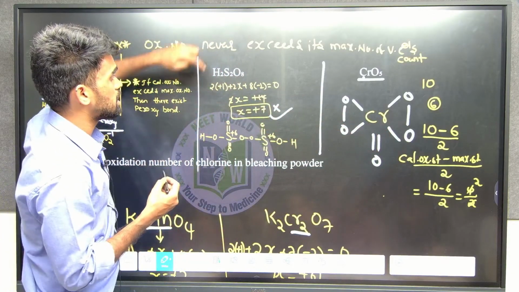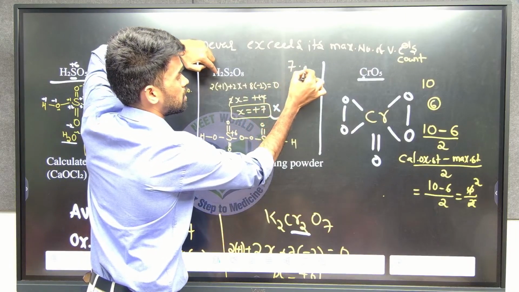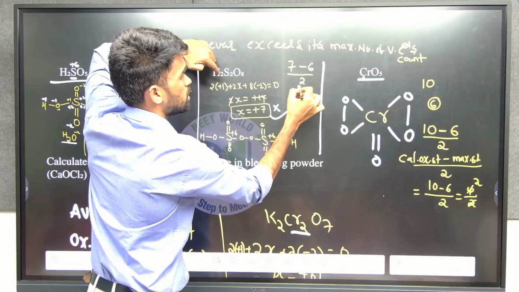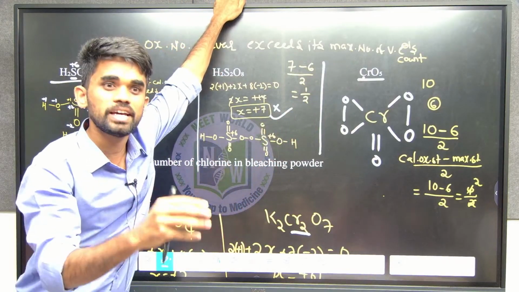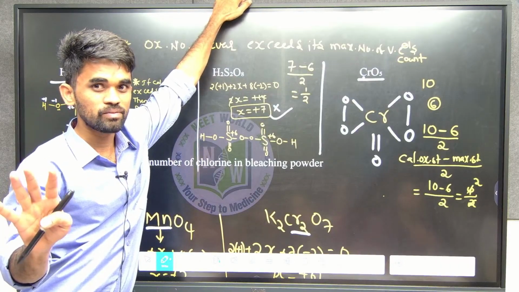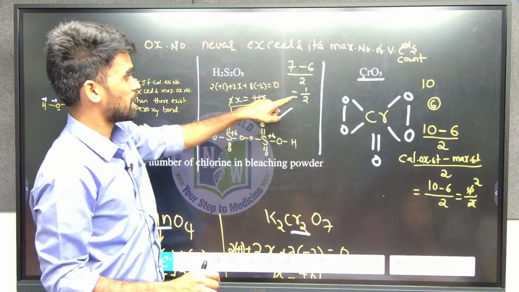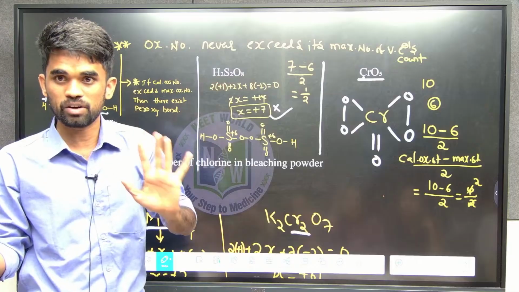Calculated oxidation state, how much did we get? 7. What is the maximum oxidation state we will get? 6, by 2. How much did we get now? 1 by 2. See, there is nothing like a 1 by 2 bond now. Take it as 1. Is this clear? We do not have a half bond, so take it as a complete bond. So 1 peroxy bond will be there. That's it.